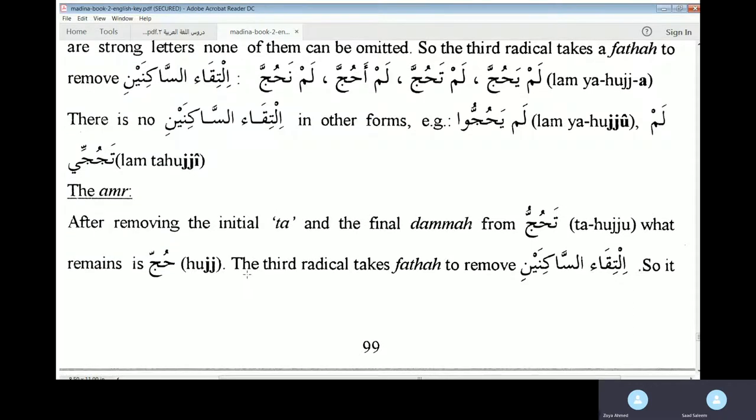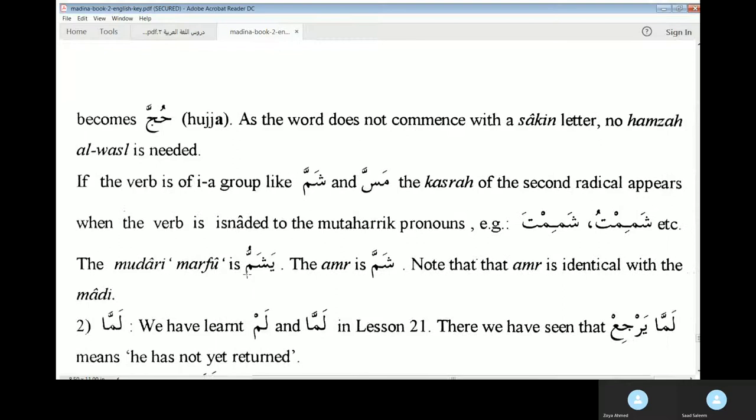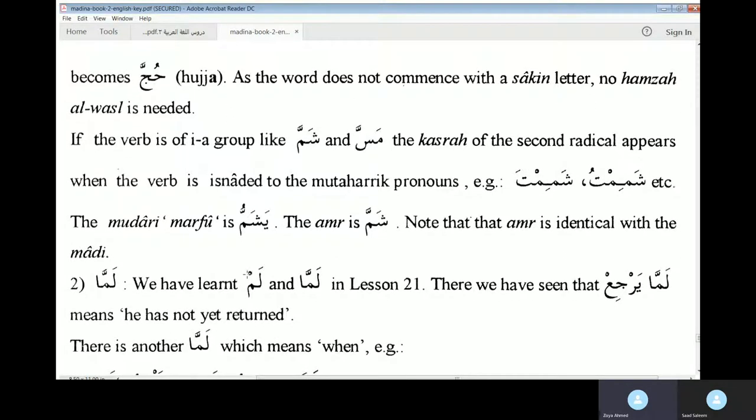The amr after removing the radical ta and the final damma from tahjuju, what remains is hujj. The third radical takes fatha to remove iltiqa sakinain. So it becomes hujja. As the verb does not commence with a double letter, no hamzatul wasl is needed.